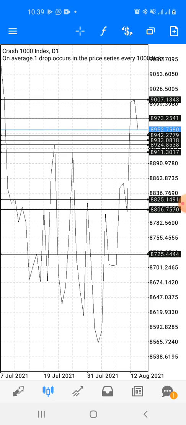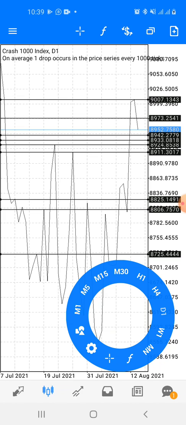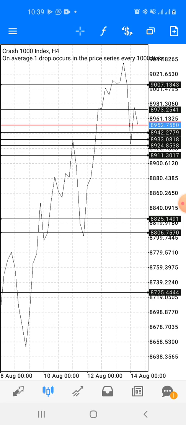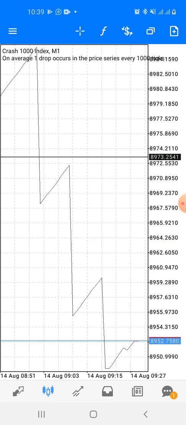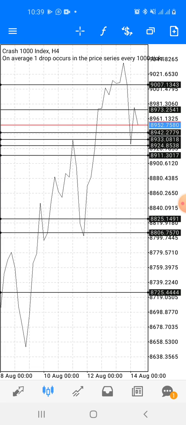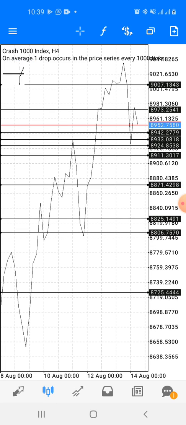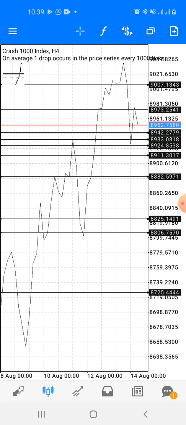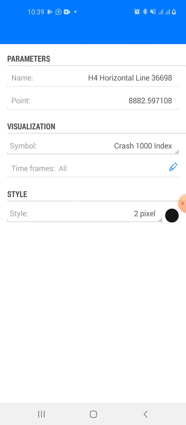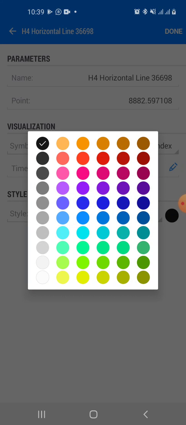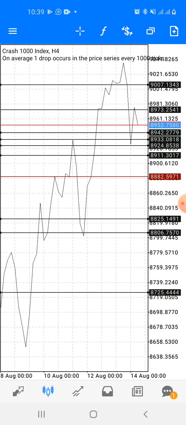So we're having something like this with the line chart. And now we are going to the H4. So on the H4 we have a line like this. Okay, so I'm going to take my line again. The line I'll be using here for the H4, I will need to change the color. I will change the color like this. Let me use this one for the H4.